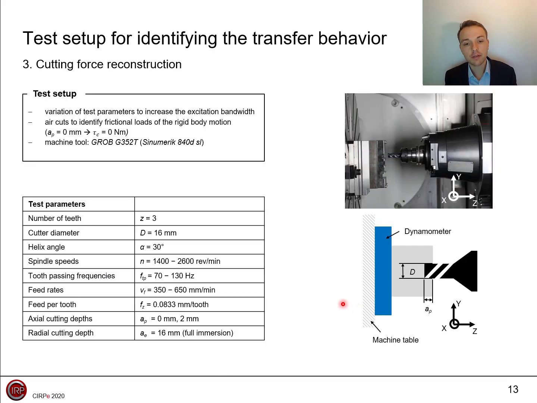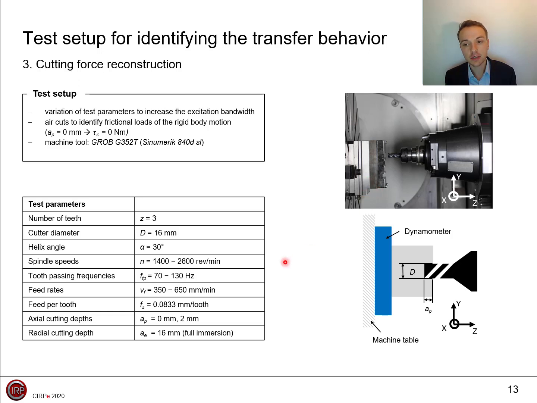For identifying frictional and inertial loads and for building the transfer function, the experimental setup depicted in the two right figures was used. A Kistler dynamometer was mounted on the machine table of a Grob G352T. By carrying out air cuts and actual slotting tests, the inertia and friction influences were identified.